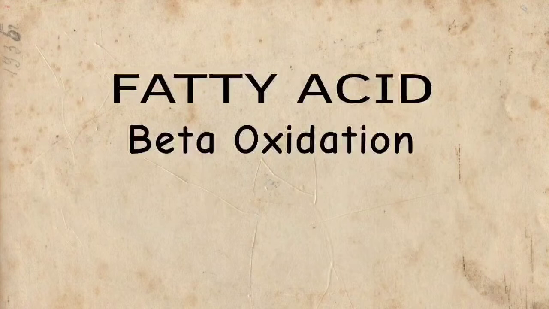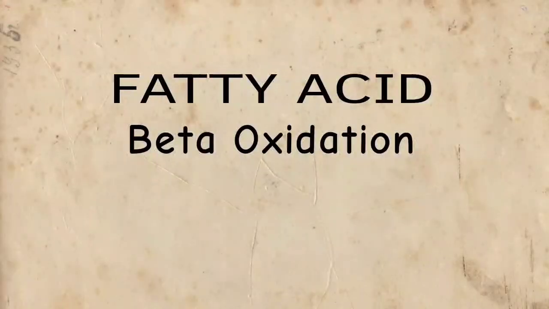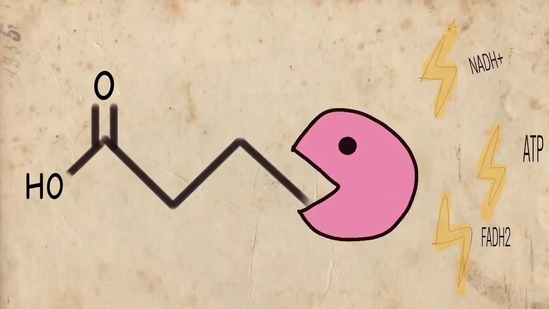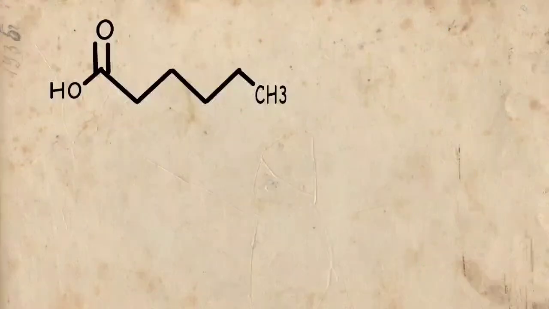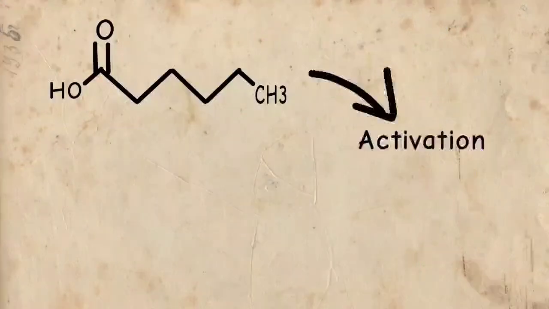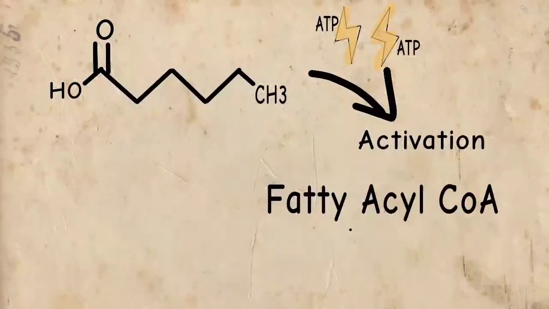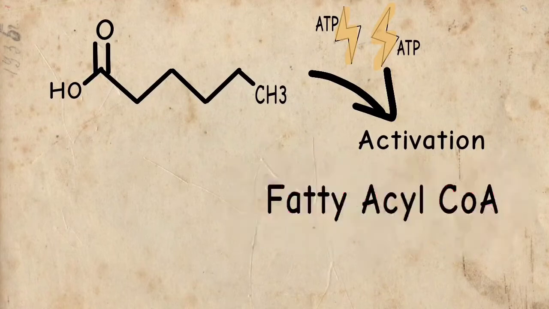Fatty acid beta-oxidation is the process by which fatty acids are broken down to produce energy that enables us to perform activities. Before proceeding to the beta-oxidation, an equivalent of 2 molecules of ATP is used for the activation of fatty acids into their active form, which is the fatty acyl-CoA.